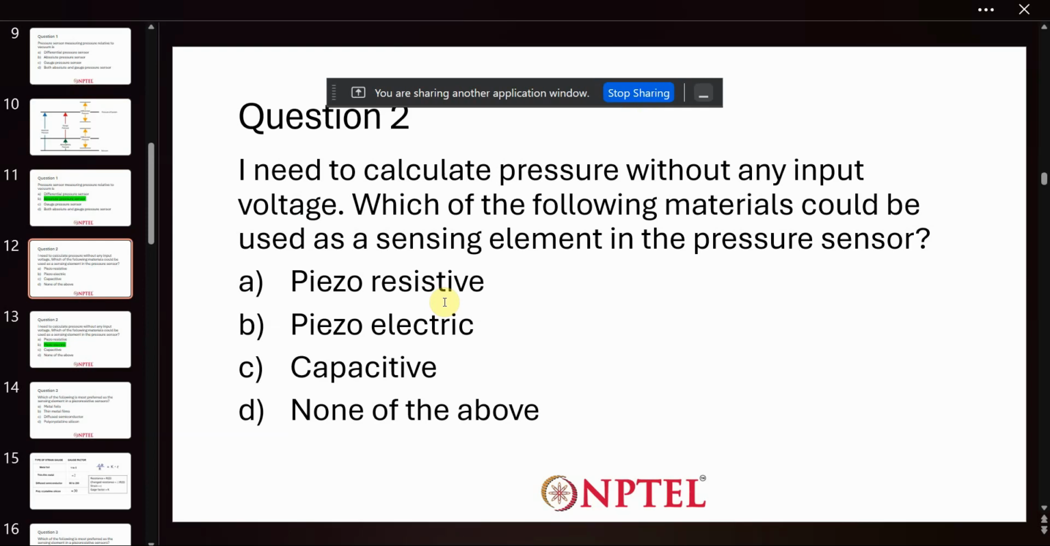In the case of a capacitive sensor, again, for capacitance to develop you need both the plates charged, connected to the positive and negative terminals. So a capacitive sensing element needs an input voltage. But piezoelectric materials are able to generate a potential difference by application of external deformation. They have a specific crystal structure. When that crystal structure is deformed due to external force, the potential difference is generated. So in this case our answer is piezoelectric.